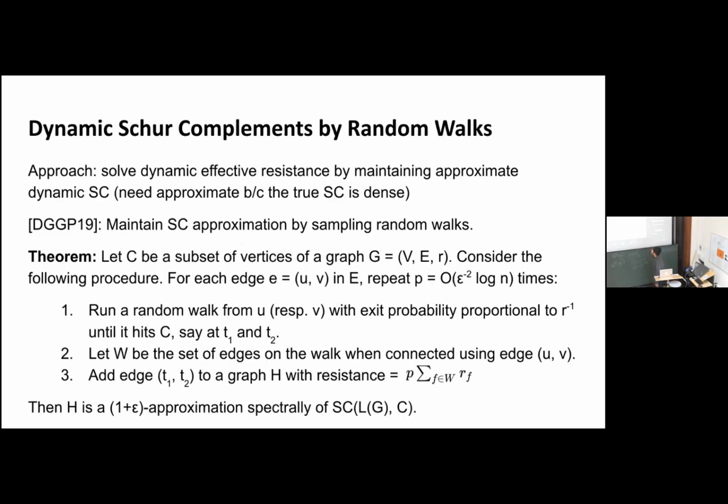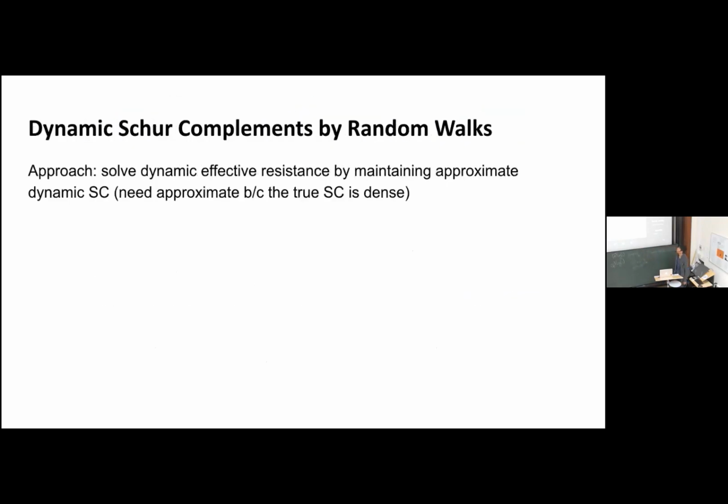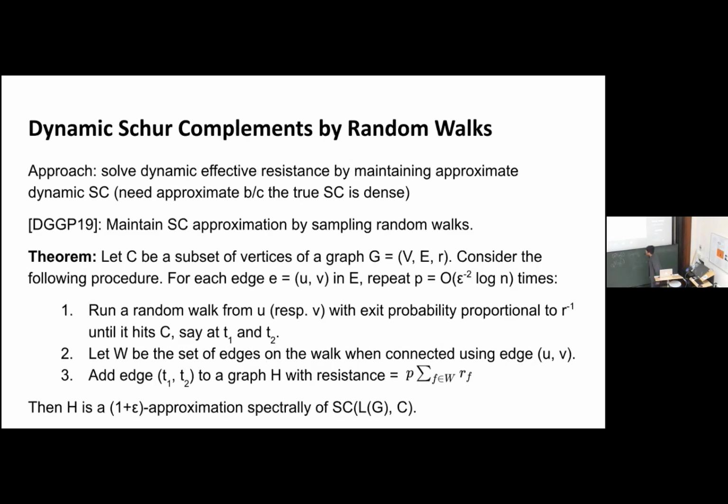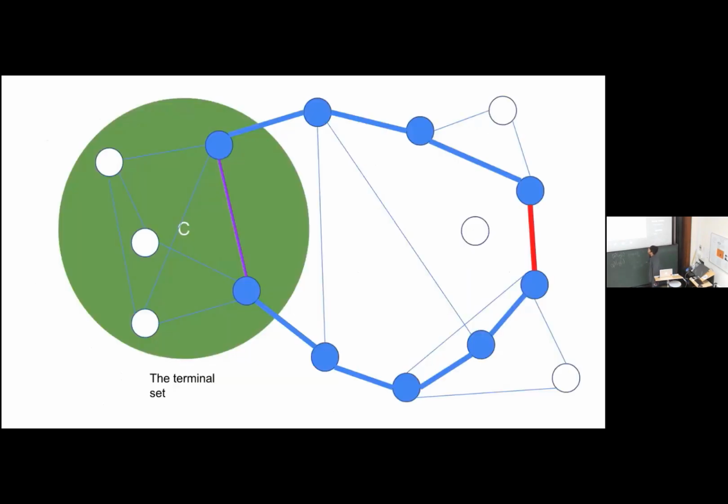Let me skip some things because we don't have much time. To give some intuition for how you dynamicize this Schur complement, let's look at the following construction. Say we're trying to maintain a Schur complement onto this green subset C. We take every edge outside the Schur complement and move it onto the Schur complement. The way you move it is, from both endpoints, you run a random walk until you hit the subset C, and you add an edge based on where the random walks end up.